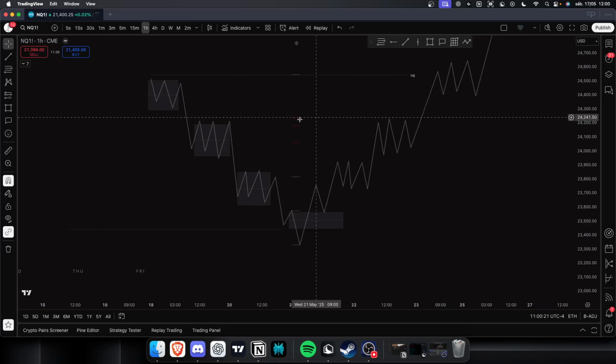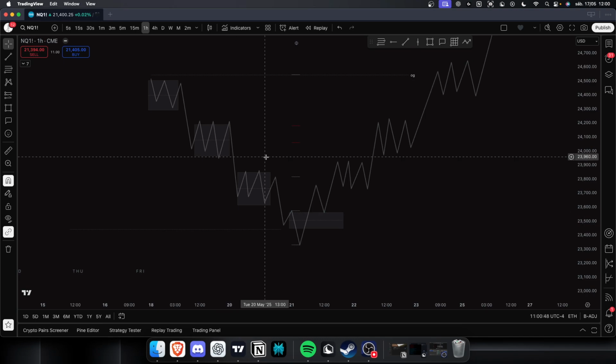Some people call this the unicorn model. ICT calls this the unicorn model. It's his model. I don't take unicorns. I take another entry model. I usually take the stage OBs after this. So this one you can call the first stage or the CISD. You have the second, third, fourth, and so on. But from here, you just use the standard deviation to guide yourself.